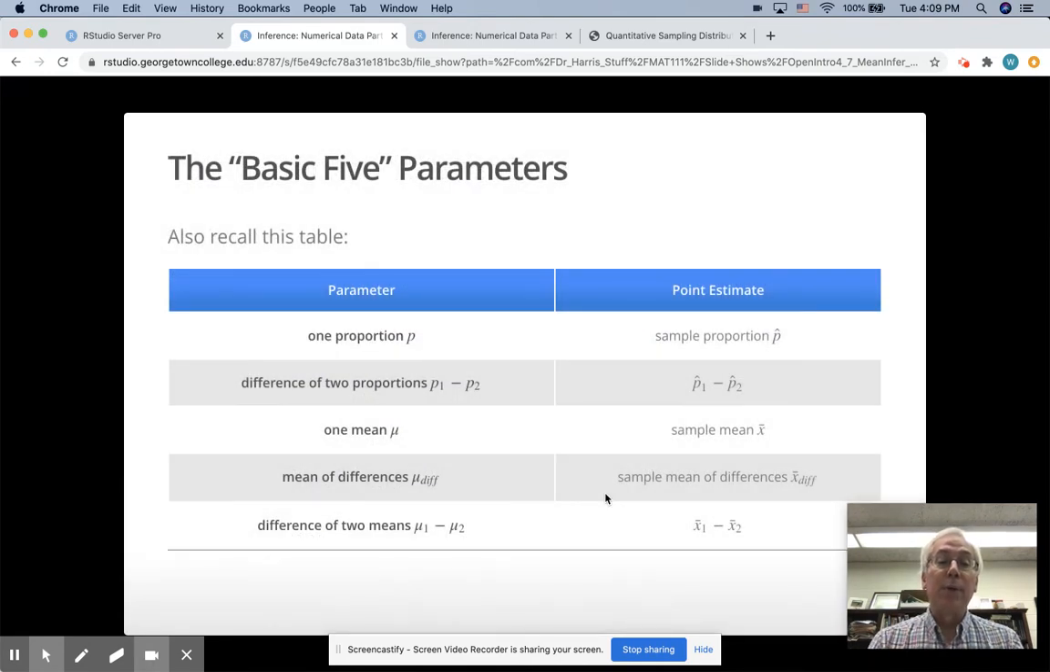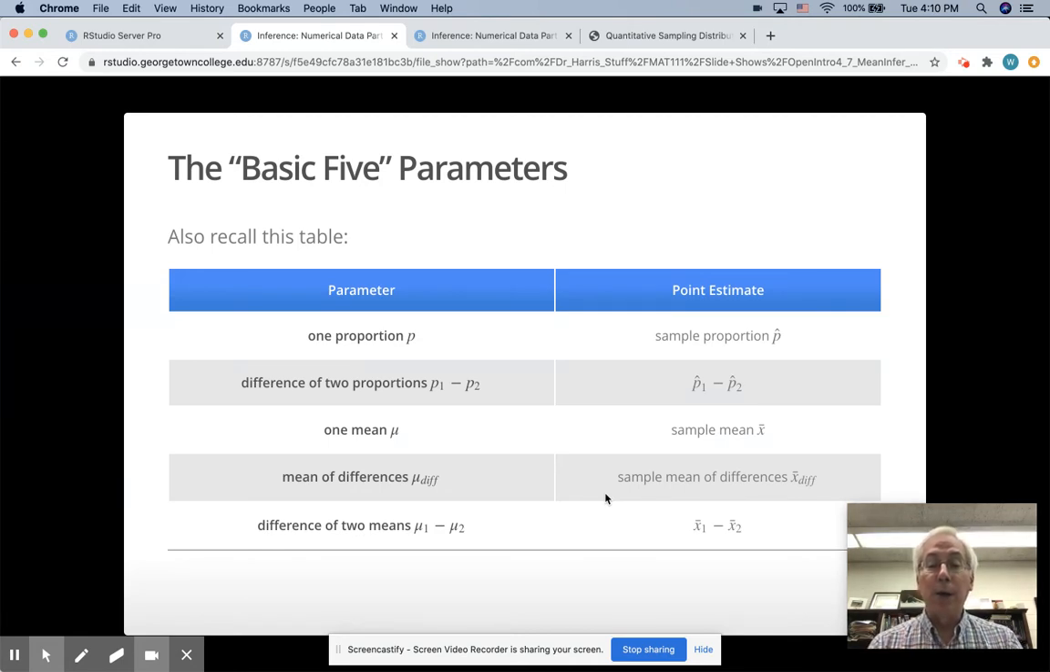We saw this table earlier. It lists the 5 parameters that we're largely studying in this course. We've already talked about the first 2 back in Chapter 6, a single proportion p, and the difference between 2 proportions, p1 and p2. In this chapter, Chapter 7, we're going to be talking about the bottom 3 scenarios. Mean of a single population. Recall that we use the symbol mu, Greek lowercase letter mu, to denote a single population mean. Then in this video, we're also going to be learning about what we mean by the mean of differences, mu sub diff, and the difference of 2 population means, mu1 minus mu2.